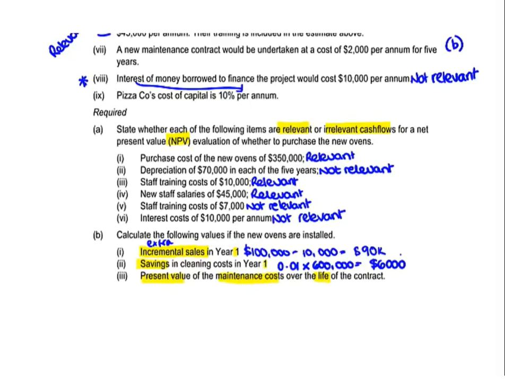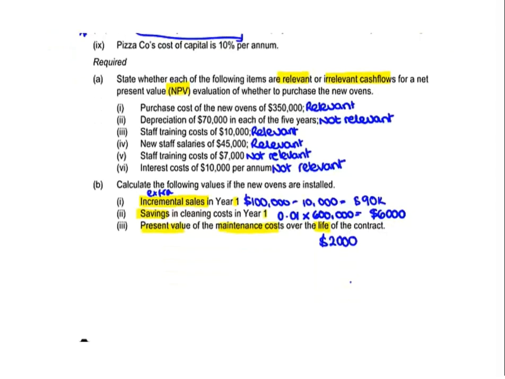Finally, in part 3, we need to work out a present value. So we need to do a bit of discounting here, and we're looking at maintenance. The new ovens are going to require maintenance, and that's going to have a cost of $2,000 for each of the 5 years. Because it is the same amount each year, it's an annuity.